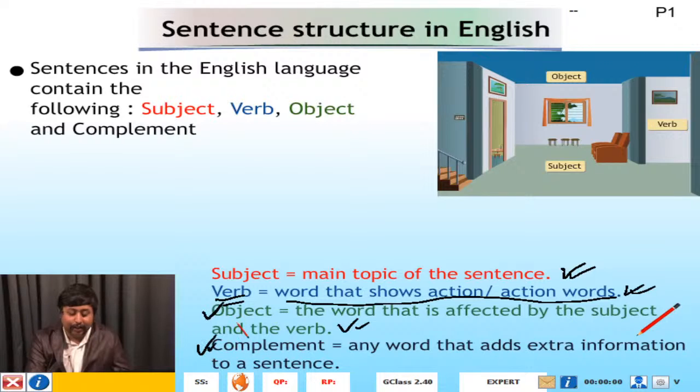And what's the last part? Complement. Any word that adds an extra information to a sentence. এটা sentence যিটোৱে এটা extra information add কৰিব, any word, এইটো যিকোনো ধৰণৰ word হ'ব পাৰে যিটো এটা extra information add কৰিব, এইটো কি বুলি কোৱা হয়? That is called a complement, right? So subject, verb, object and complement.